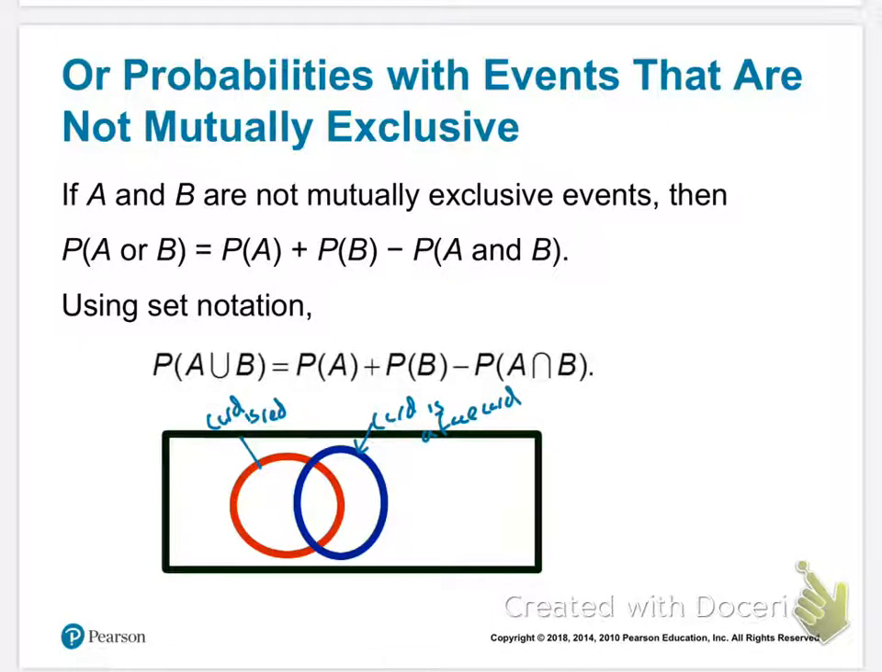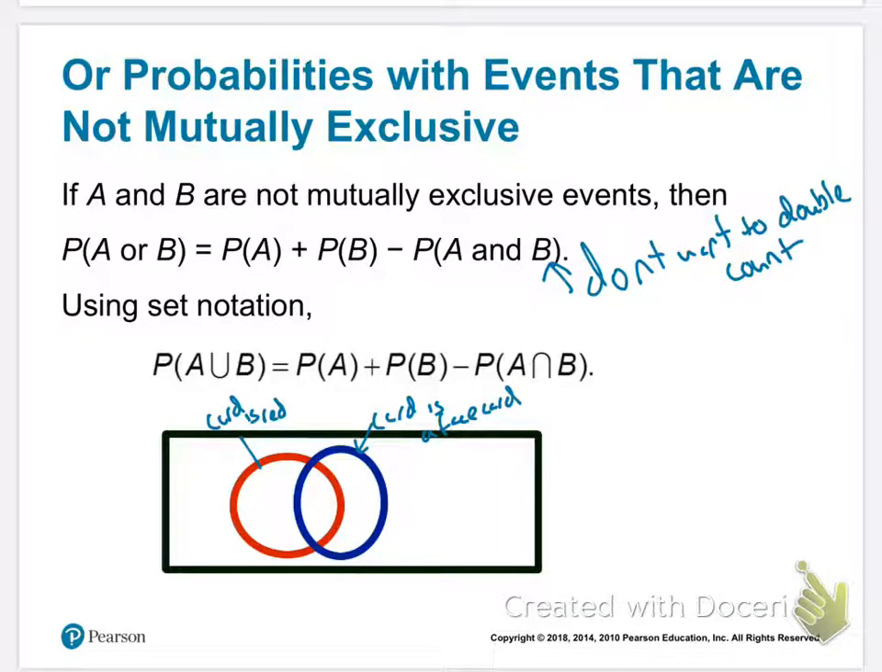So our next half is on probabilities with events that are not mutually exclusive. If A and B are not mutually exclusive events, then the probability of A or B would be the probability of A plus the probability of B minus the probability of A and B. And we do this so that we don't overcount, so we don't want to double count.